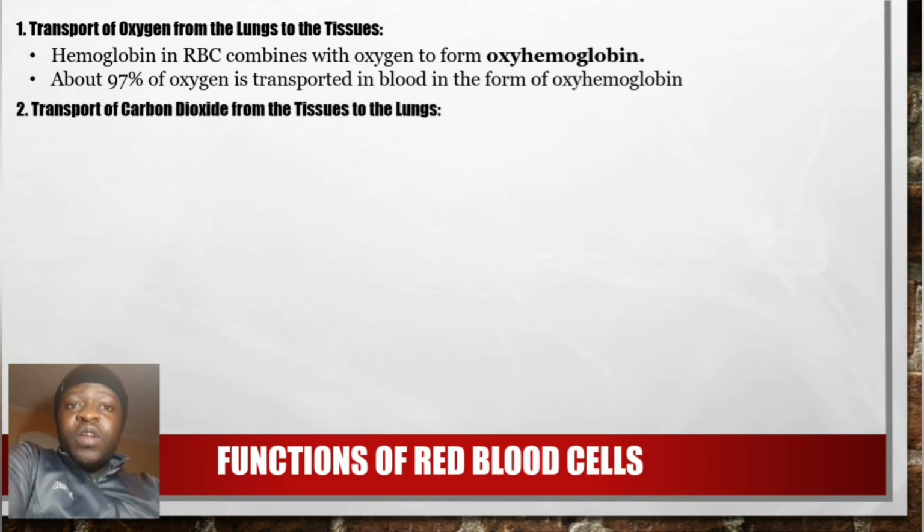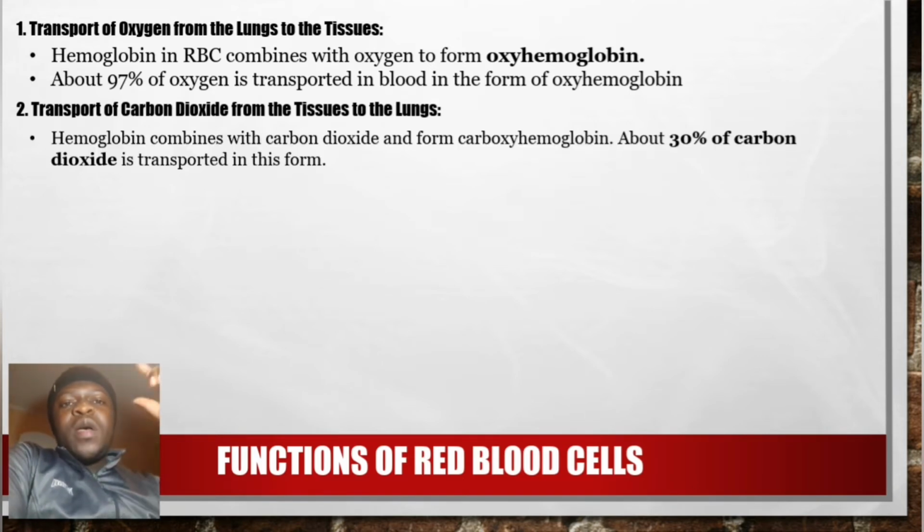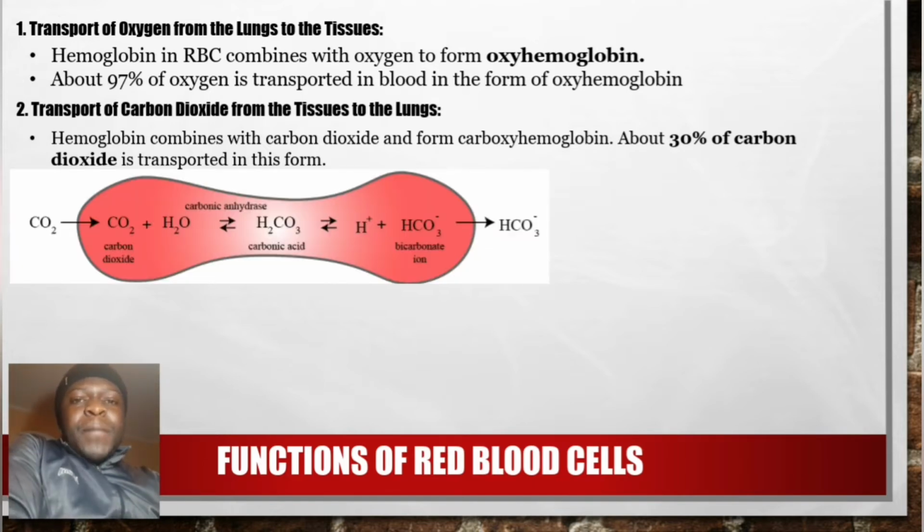Number two, transport of carbon dioxide from tissues to the lungs. Hemoglobin combines with carbon dioxide to form carboxyhemoglobin, or some books just say carbhemoglobin. And about 30% of carbon dioxide is transported in this form. All right, so this is another pathway of transport of carbon dioxide.